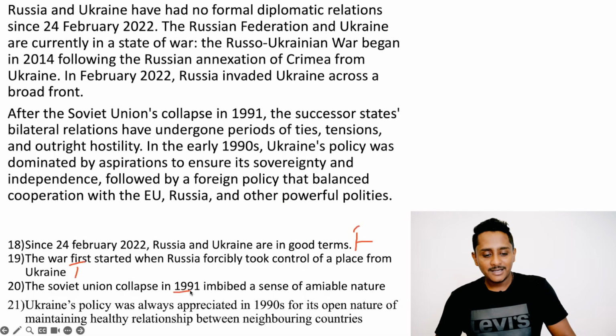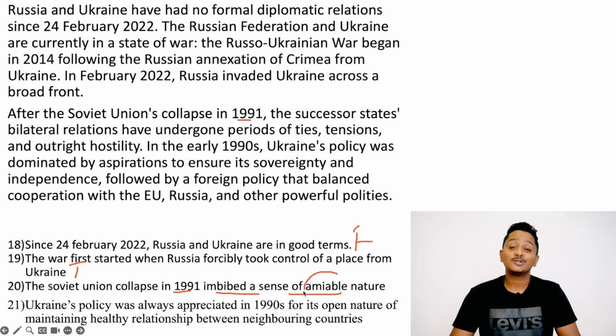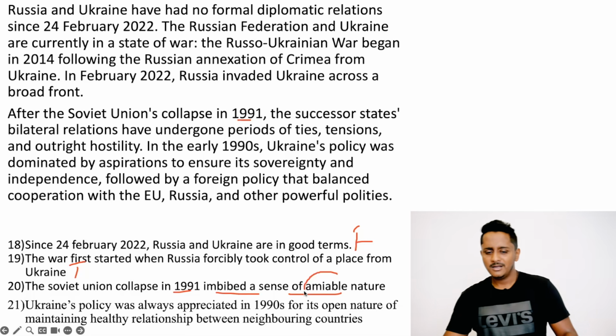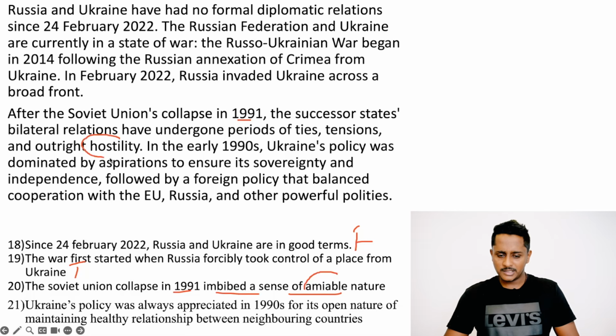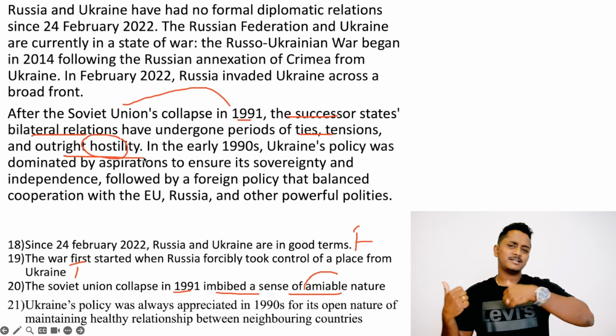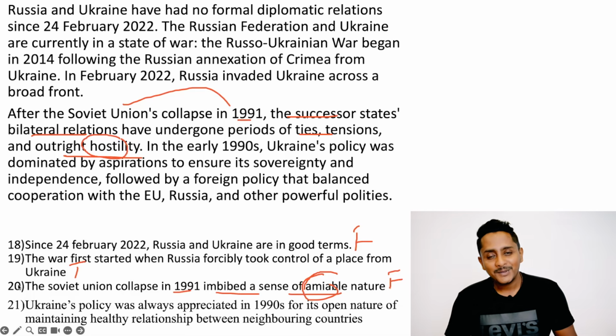Soviet Union collapsed in 1991. Imbibed a sense of amiable. This is also vocabulary based. Amiable is friends. Amiable is friendship. Here you see hostility. After the Union's collapse in 1991, the successor states' bilateral relationships have undergone periods of ties, tensions, outright hostility, full-on fighting. One country doesn't like the other country. But here it says full friends. It's exactly contradicting. So it's going to be false. Hope you are getting it.